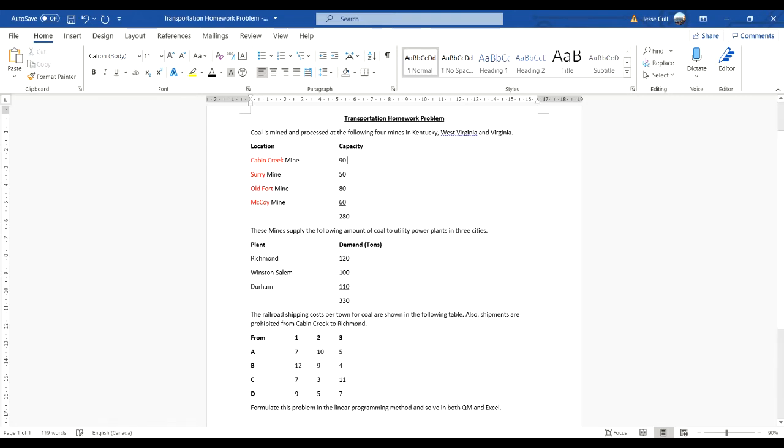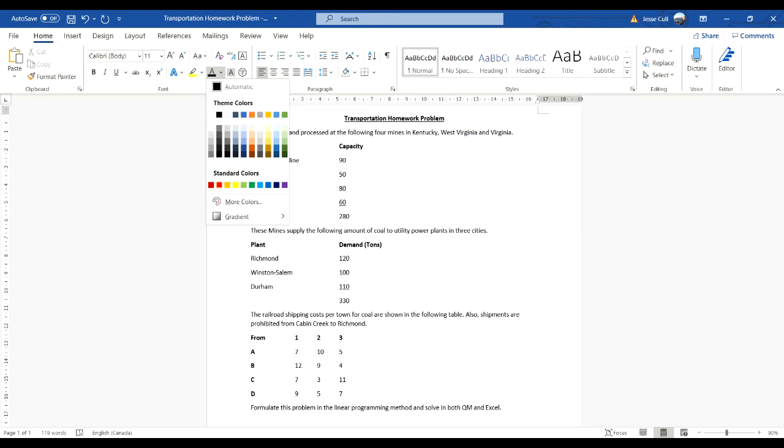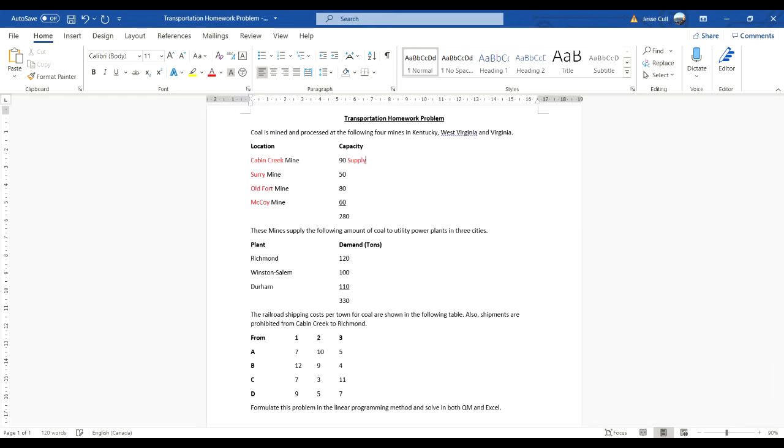This represents our supply, and again supply, and again supply. Our total is 280 tons supplied. That's what this information has given us.